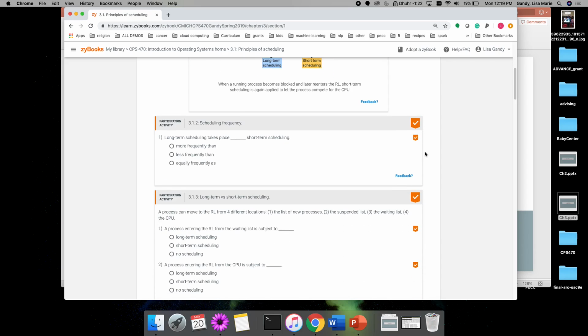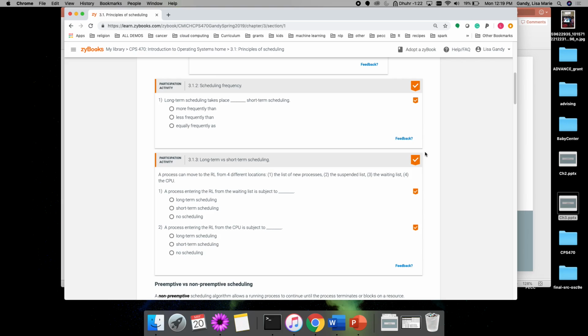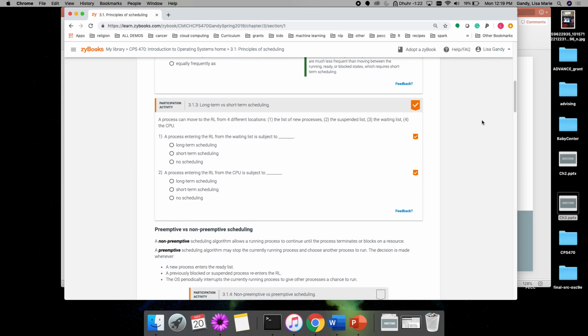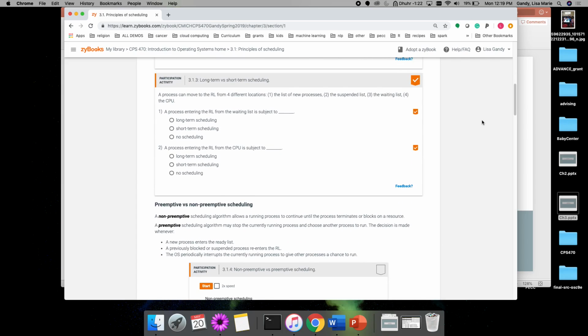Okay, so long-term scheduling takes place more frequently than, less frequently than, or equally to short-term scheduling. Less. Yes. We talked about that. Why? Because the things happening in long-term scheduling happen less than with short-term scheduling. And a process can move to the ready list from 4 different locations: the list of new processes, the suspended list, the waiting list, and the CPU.